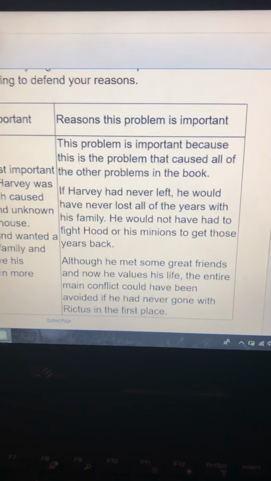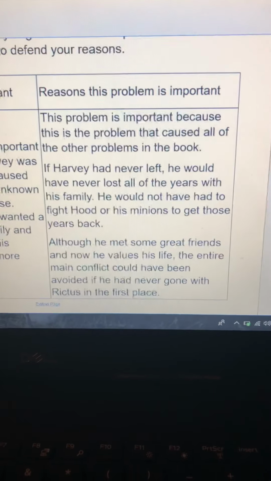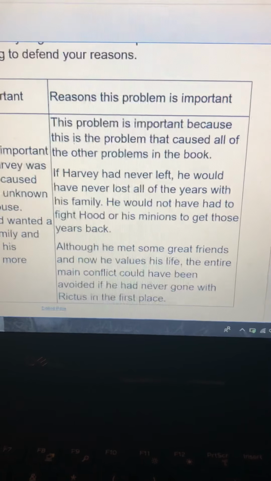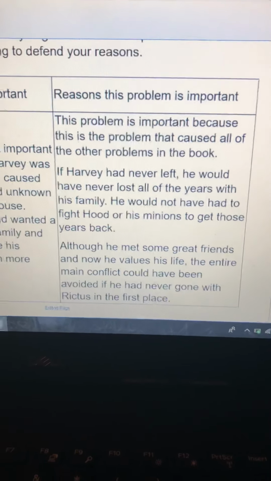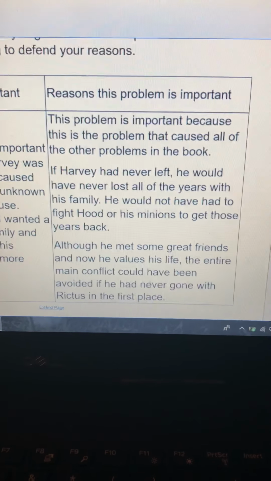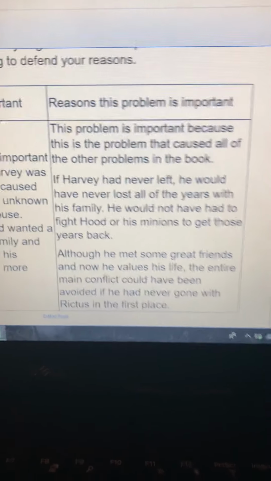So I'm going to give a little bit of supporting reasons. This problem is important because this is the problem that caused all the other problems in the book. If Harvey had never left, he would have never lost all of the years with his family. He would not have had to fight Hood or his minions to get those years back. Although he met some great friends and now he values his life, the entire main conflict could have been avoided if he had never gone with Rictus in the first place.